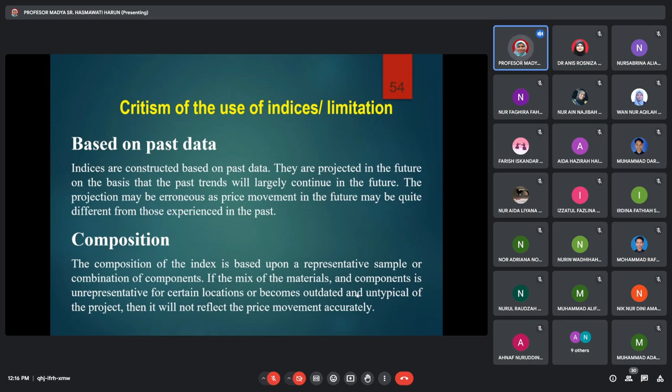Tetapi bila berlakunya perubahan dari segi demand, supply, stop productions, kita tak boleh ambil material yang continuously subjects to kata orang fluctuation and demand and supplies, okay. Sekejap ada, sekejap tak ada. So kita kena tengok.